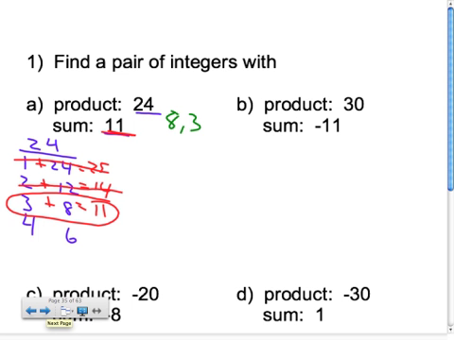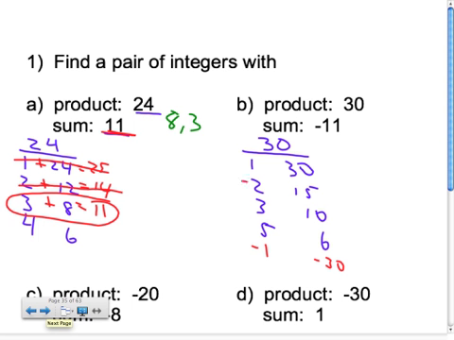Okay, same thing in part B. It says product is 30, sum is negative 11. Now this is a little bit more complicated because when you go through here, you're going to realize you have 1 and 30, 2 and 15, 3 and 10, let's see here, 5 and 6. Well, if all of the positives work, then all of the negatives will work as well. So in other words, you also have negative 1 and negative 30. You get the idea. Negative 2, negative 15, negative 3, negative 10, negative 5, negative 6.